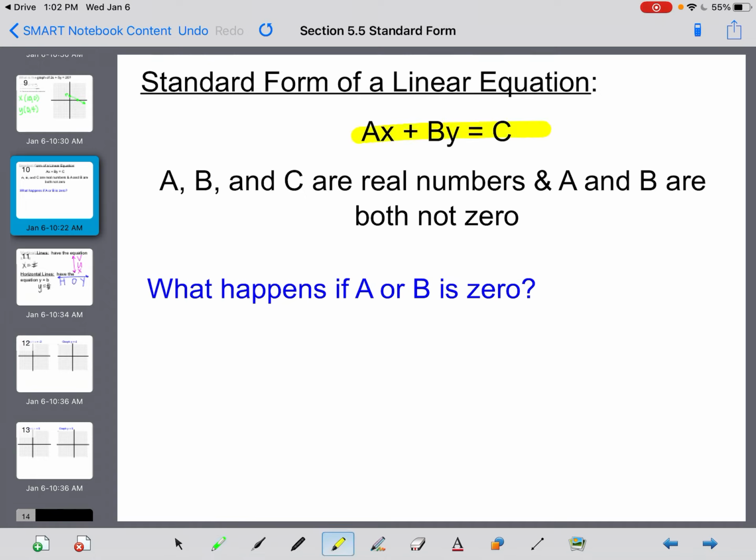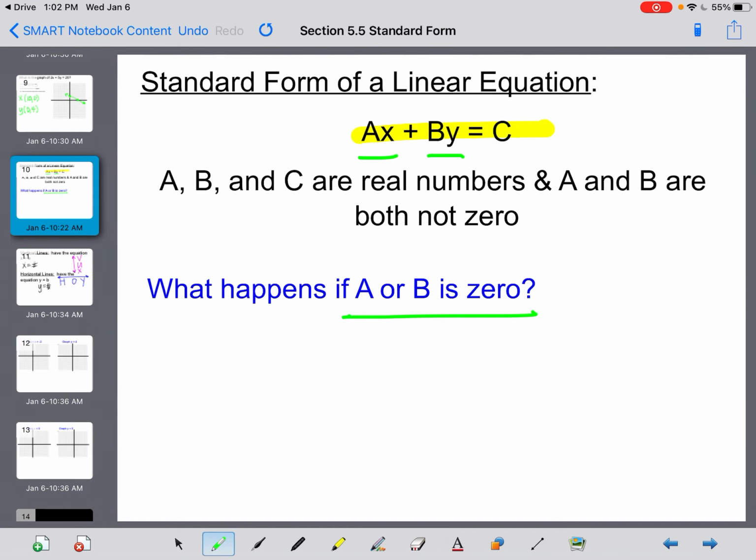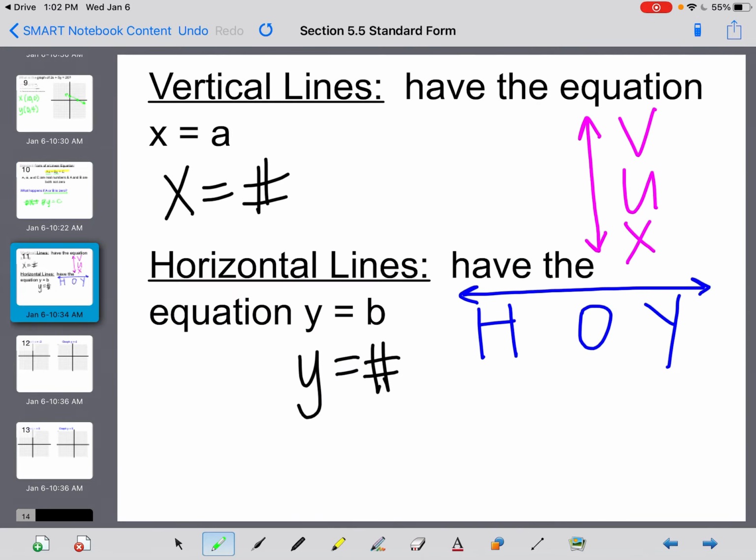Okay, now what happens if I'm using this standard form equation and my a or my b are 0? If my a were 0, so I would have 0x plus some number y equals c, that means this is actually just gone. So what is it going to look like if my y is equal to some number? Well, if my y equals a number, but I don't have an x value, that's going to be a horizontal line. I like to use this HOY-VUX just to help you remember, even though it's weird.